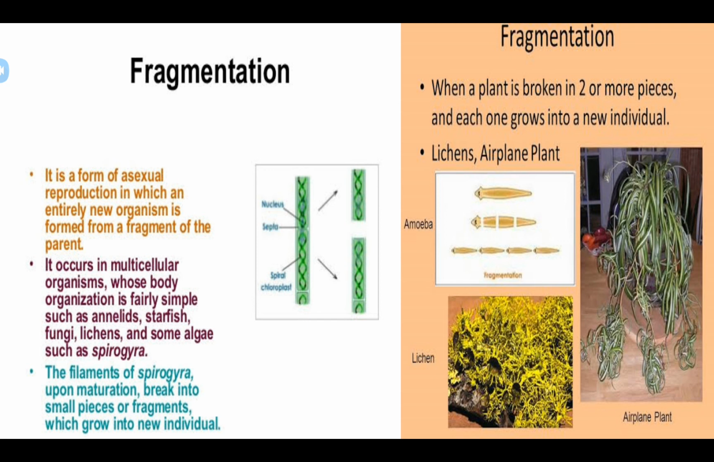So what is the example for algae? Here we can read Spirogyra. Then here we can see other organisms with the fragmentation process. When we take the airplane plant, lichen, amoeba, they can break into 2 or more pieces and each one grows into a new individual. The best example for that is lichens.